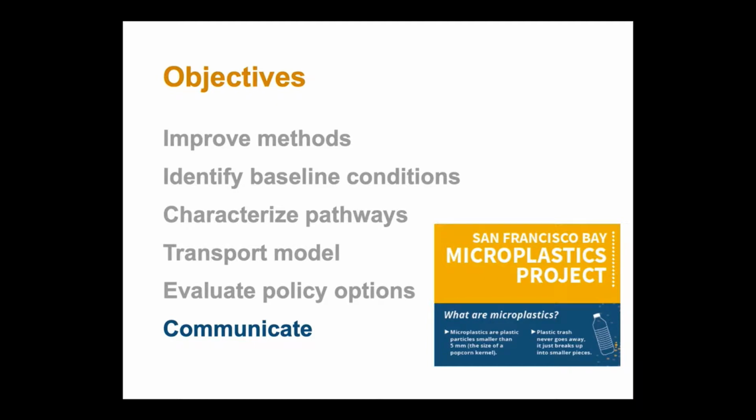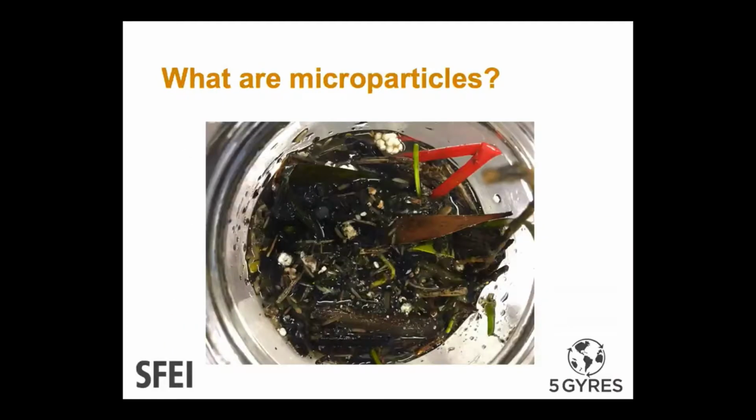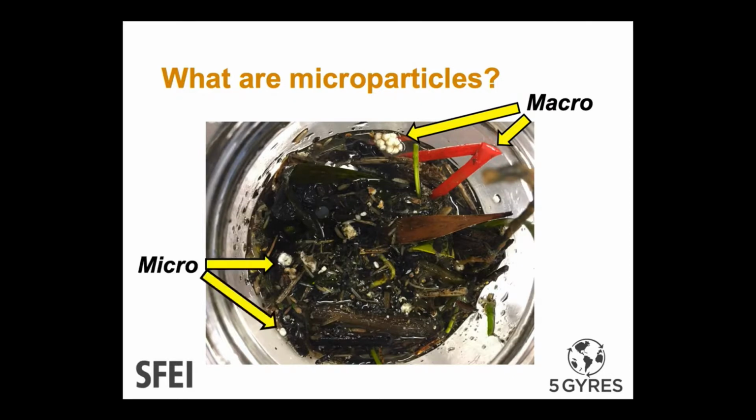Now I'm going to jump a little bit and talk about vocabulary, because I think that's really important in this field. So what are microparticles? You heard several people say today they're things that are less than 5 millimeters, or less than the size of a popcorn kernel. Here's a photo of a water sample from San Leandro Bay, and you can see up in that top corner a couple examples of macroparticles, a red plastic drinking straw, some foam bits. If you squint a little bit, you can see some examples of microparticles, like these smaller particles.